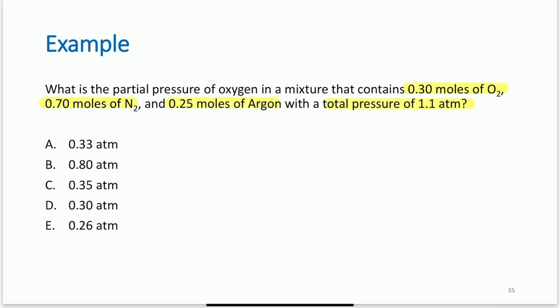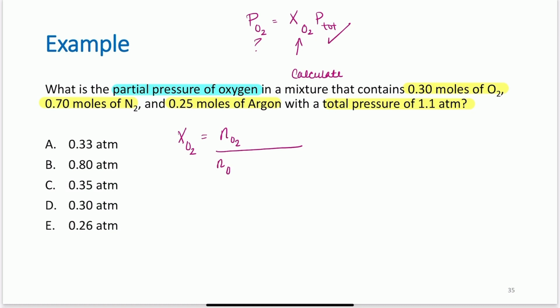I need to find my mole fraction. I want partial pressure of oxygen. So I'm trying to find PO2. PO2 is equal to my mole fraction of O2 times the total pressure of the system. I have this, I want this, I'm going to calculate this quick. I know my mole fraction of O2 is equal to my number of moles of O2 divided by the number of moles total. So number of moles of O2 plus number of moles of N2 plus number of moles of argon.